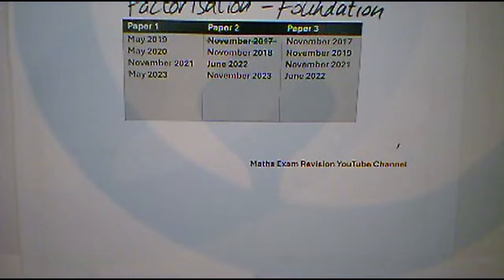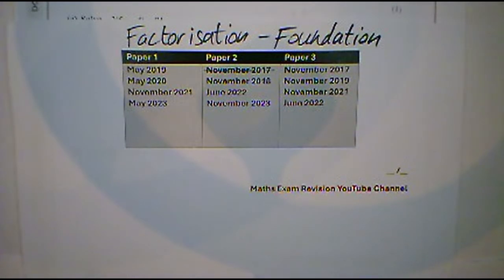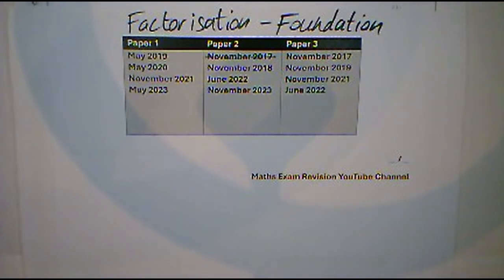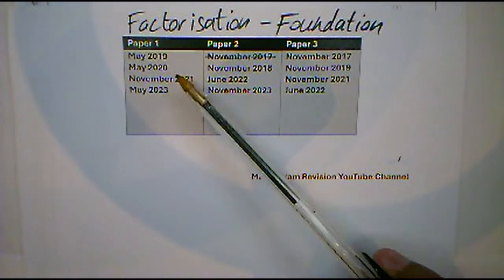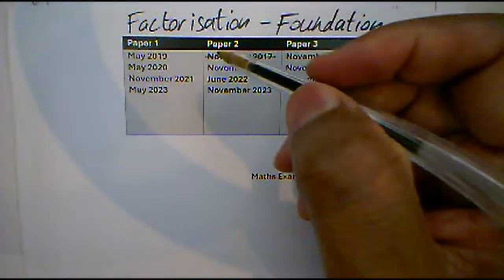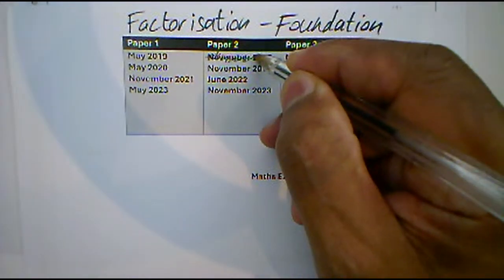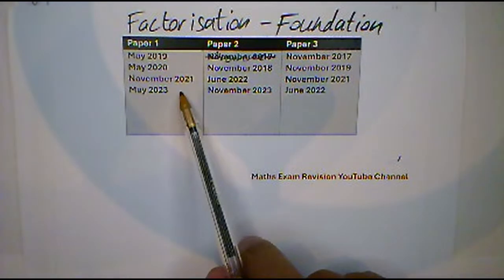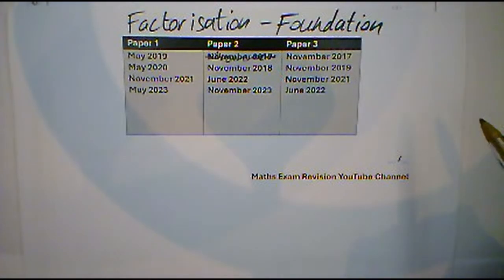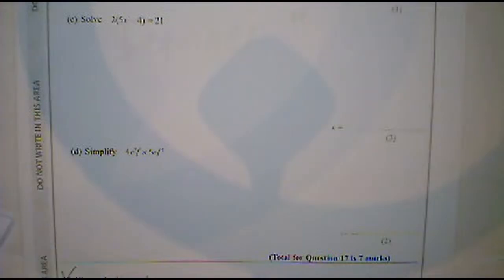Or just before we do that, here is an analysis that I have done previously on factorization. So this is in Foundation. You can see that it's a paper 1 topic. It's appeared many times. It's also a paper 2 topic and a paper 3. So it appears in both calculator papers 2 and 3 and non-calculator papers. Okay, so let's look at the next question now.